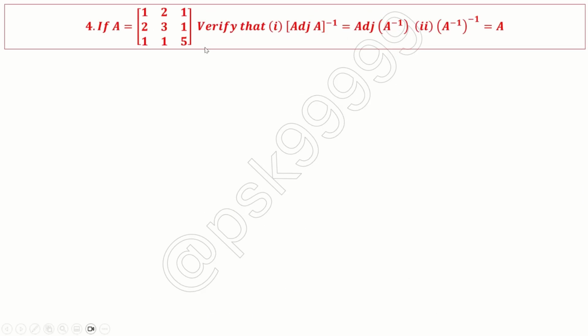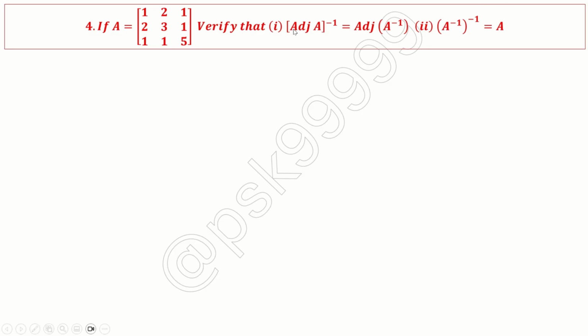If A is a 3 by 3 matrix given here, verify that the adjoint of A inverse equals the inverse of the adjoint of A, and also that the inverse of A inverse, whole inverse, equals A. These are two sets of problems here. So the first thing is to check what things you need to find out.